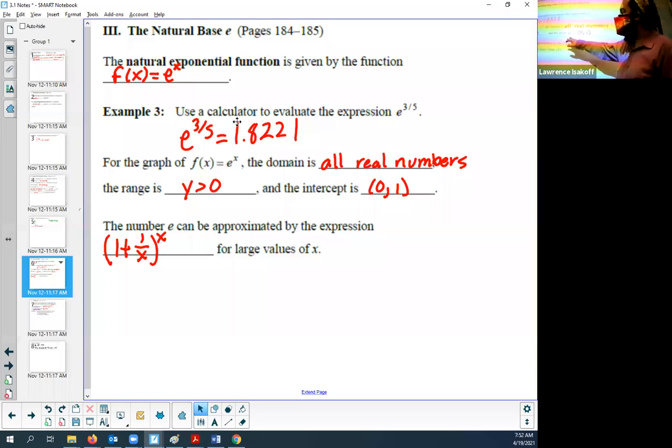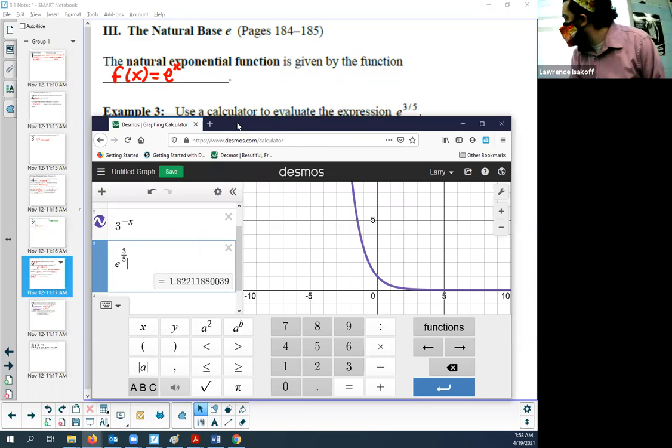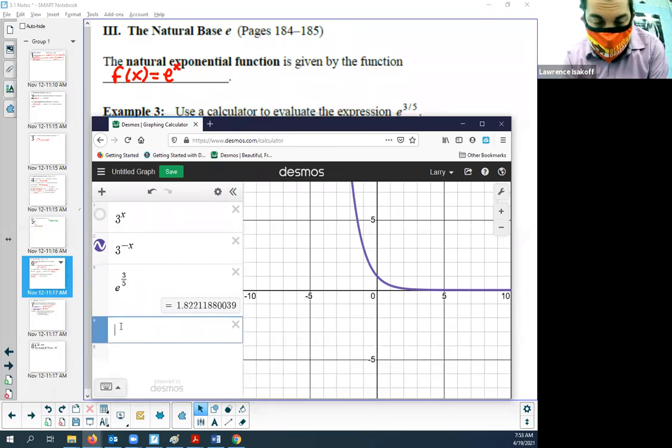Okay, again, just like the last one, for e to the x, the domain is all real numbers still. The range is y is greater than 0 because we have that asymptote of the x-axis still. And the only intercept is the y-intercept, which is (0, 1). Again, we can look at that very quickly and confirm that all with Desmos. e to the x.